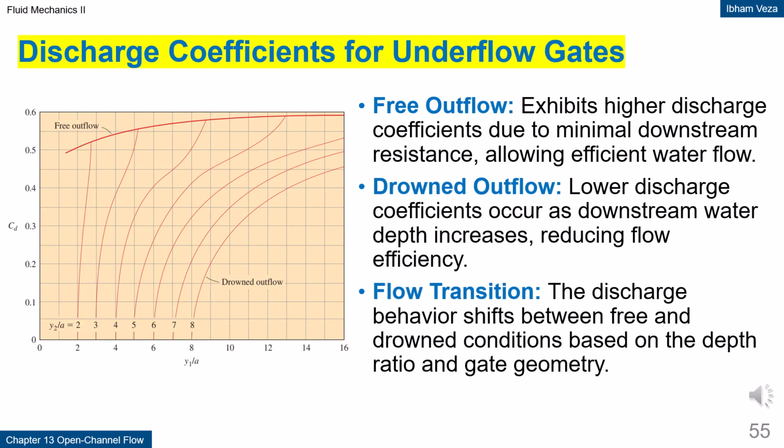Discharge coefficients for underflow gates. The discharge coefficient indicates how efficiently flow can pass under a gate. Under free outflow conditions, the discharge coefficient is higher because there is no downstream resistance. When the downstream depth increases, the flow becomes drowned and the discharge coefficient decreases. This change reflects the increase in energy losses in the system. Therefore, downstream boundary conditions strongly affect gate performance.